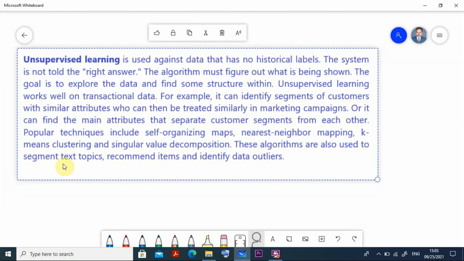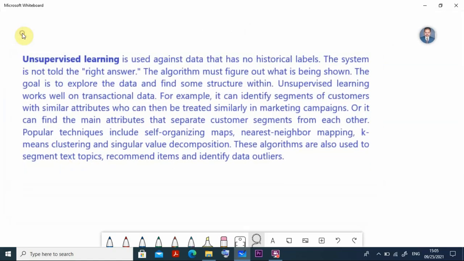For example, it can identify segments of customers with similar attributes who can then be treated similarly in marketing campaigns, or it can also find main attributes that separate customer segments from each other. So popular techniques include the self-organizing maps (SOM), nearest neighbor mapping, k-means clustering, and singular value decomposition, all the things we are using there. And these algorithms are also used to segment text topics, recommend items, and identify data outliers. Right. So these are the things, and we have another two.